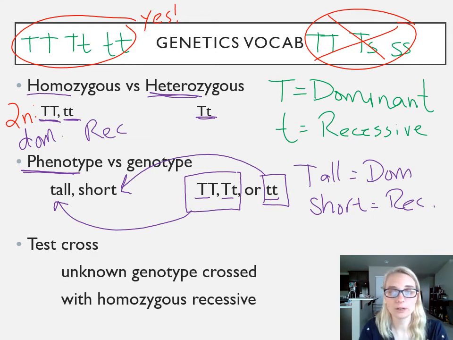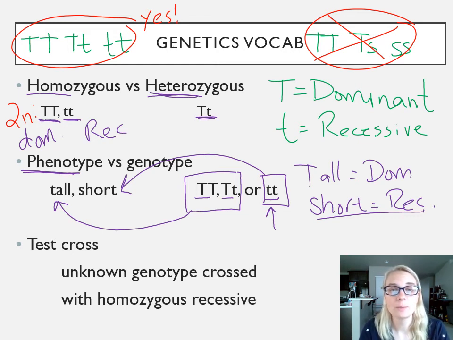You should be able to figure out the genotype based on the information given in the question. So if short is recessive, and it says you have a short pea plant, what is its genotype? Well, for a plant to have the recessive phenotype, the only genotype it could have is little t, little t.